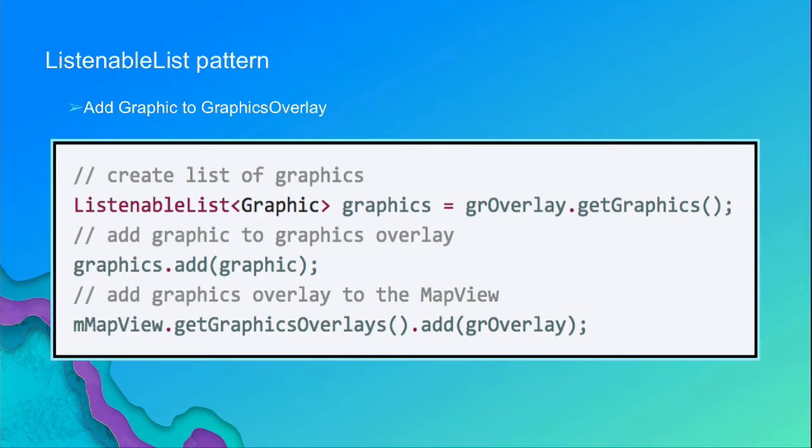And here's an example of the graphics overlay get graphic. This one returns a ListenableList of graphics. So with this ListenableList, you can continue adding graphics to this list, and you can also add a listener to this list to know when the content changes.